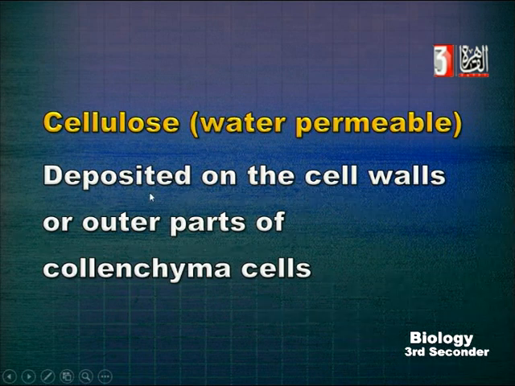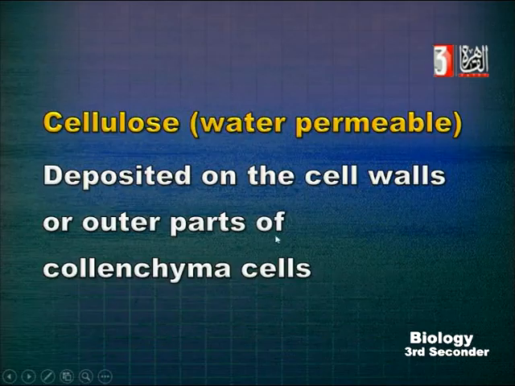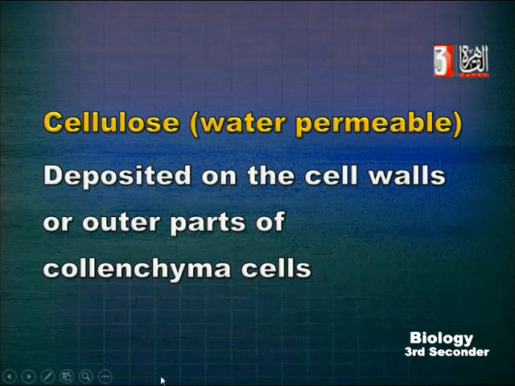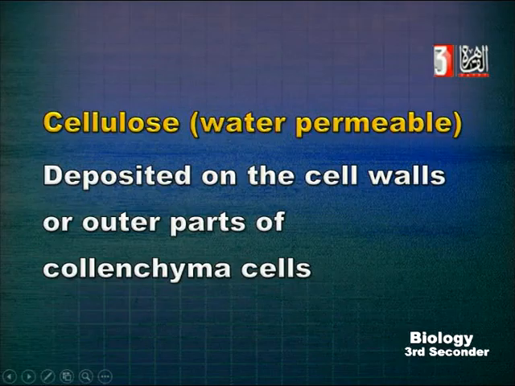Cellulose is deposited on the cell wall, on the outer part of collenchyma cells between the corners of the cells, and fills the intercellular space. So collenchyma is not like parenchyma. Parenchyma has a large intercellular space for aeration, but collenchyma has none. Why? Because collenchyma has deposited cellulose on the outer parts of the cell wall. Okay.